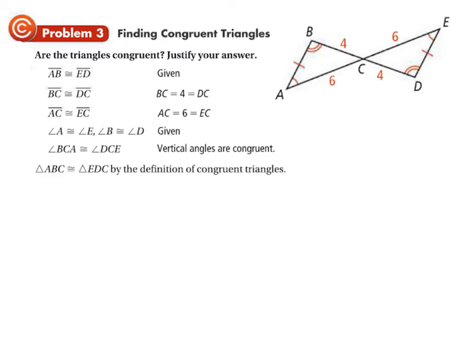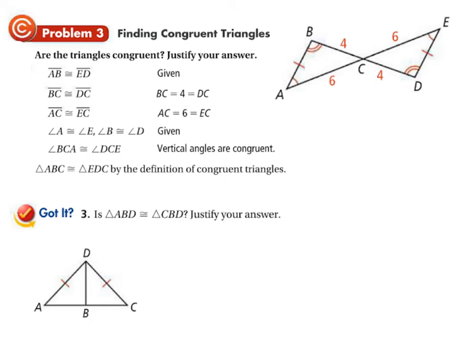Now we know that triangle ABC is congruent to triangle EDC by the definition of congruent triangles, meaning we know all 6 parts of the triangle, all 3 angles and all 3 side lengths, are congruent. So therefore, the triangles are congruent. Okay. What about this one? Is triangle ABD congruent to triangle CBD? Justify your answer. Go slowly, think about all the things that you know, and be sure about what you know.